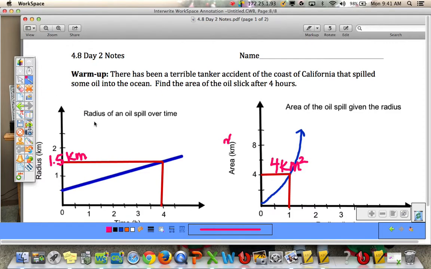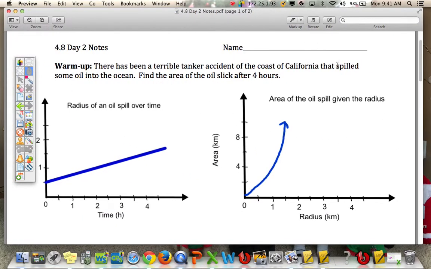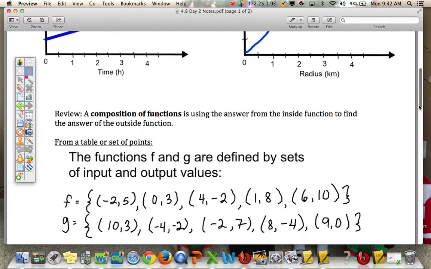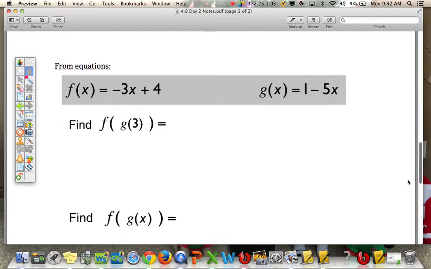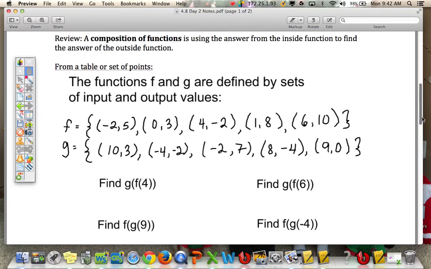Okay, so that's a composition of function. We use time to find the radius, and then that radius to find the area. So just to review composition of functions, a composition of functions using the answer from the inside function to find the answer of the outside function. So it's using the range of the first function as the domain of the second function, plugging in to find the range. So let's do it again for several review type problems like we looked at yesterday.